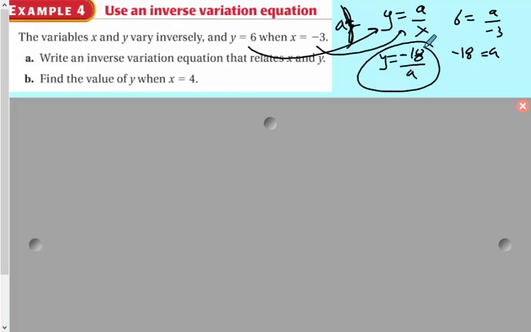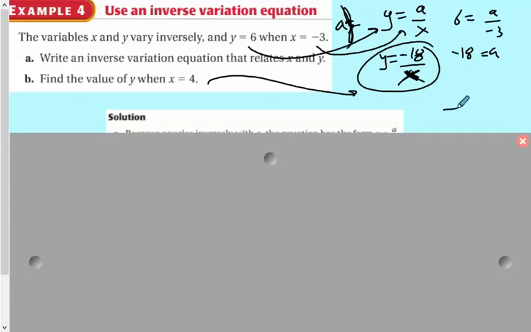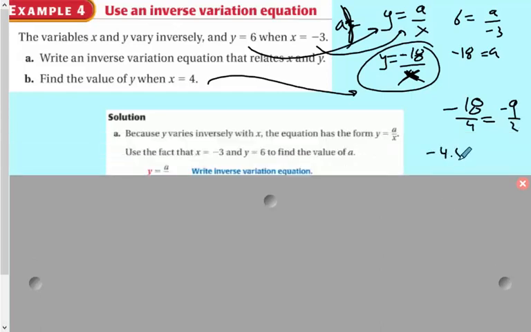Then for part B, it says to find the value of y when x equals 4. So just take 4, plug it in. I did something wrong here. What did I do wrong? Oh, that should just be x. Oops. I was like, something does not look right there. We're just going to take 4, plug it in. So -18 divided by 4 is -9/2, or -4.5. So that would be your answer for part B.